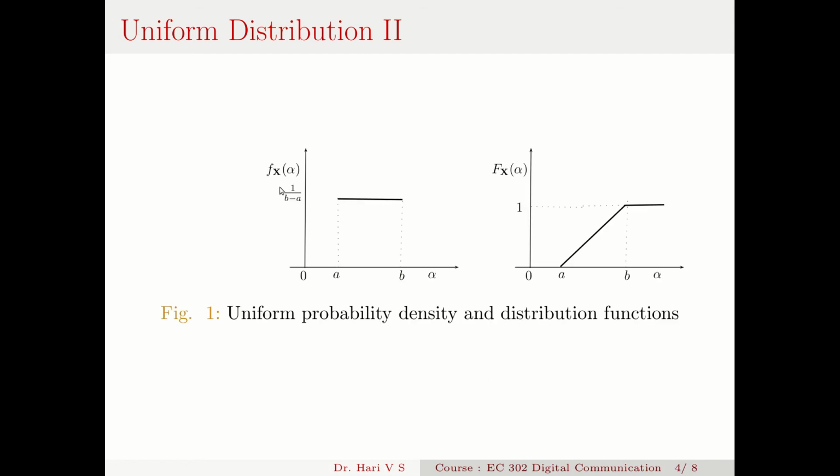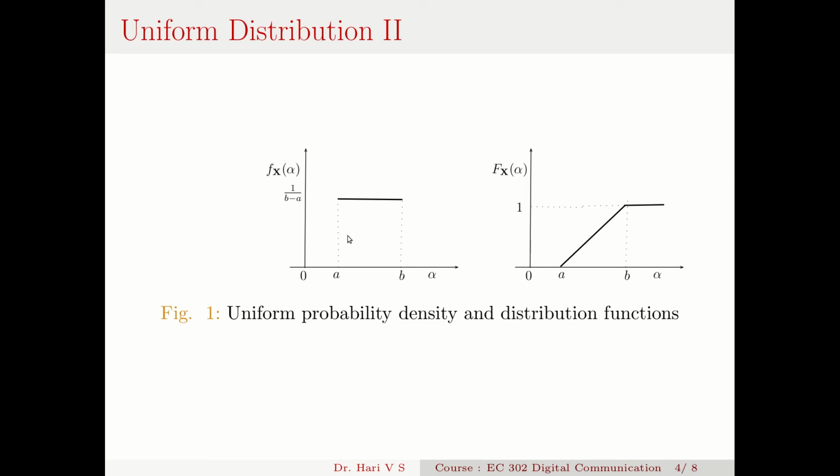This is the probability density function f_X(alpha). If you look at alpha from minus infinity to a, it's 0. From a to b, its height is 1 by b minus a. That's a flat line of height 1 by b minus a. And above b, it is 0. Okay. So the area under this curve is 1. That validates this PDF. Area under a PDF is 1.